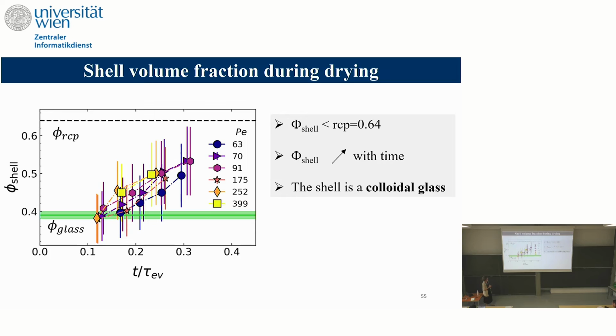Well, this is normalized by the evaporation time. Basically, all the data collapse more or less, very noisy, but still, whatever the Peclet number, they all increase with this time. So we don't have a fixed volume fraction in the shell. It gets denser and denser with time, and it's very far from 0.64. It's between 0.40 and 0.50, but it increases with time.